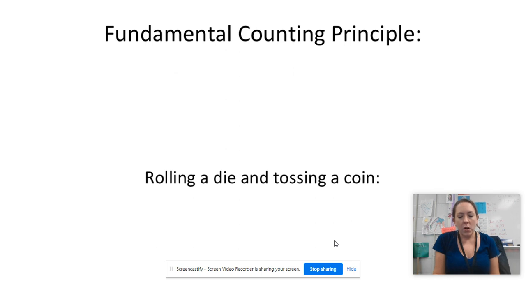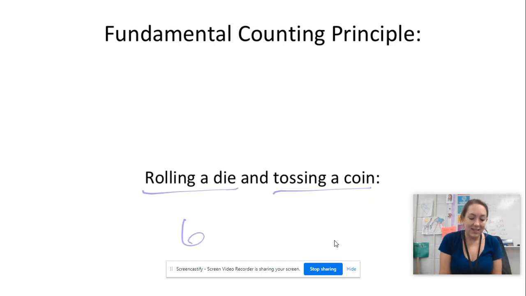Okay. So today, the first day, we're just going to start with the fundamental counting principle. It's pretty simple. Basically, you're just trying to figure out how many different possible things could happen, or how many different possible outcomes there are. Every time you do an action or make a choice, you multiply by how many options there are for each one.